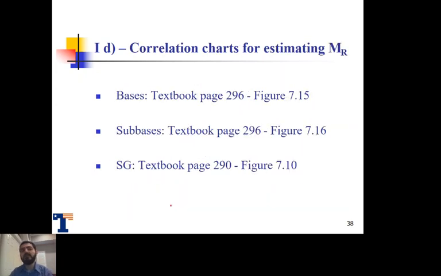There are lots of these figures in your textbook. For base layers, see textbook page 296, figure 7.15. For the sub-base, we have the textbook page 269, figure 7.16, and for the subgrade, it's figure 7.10.